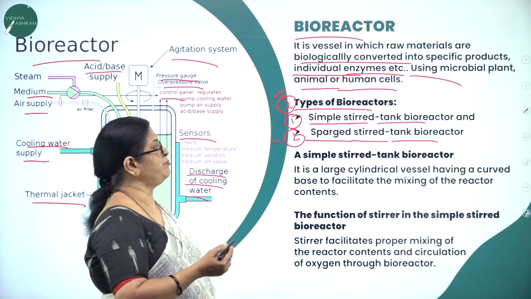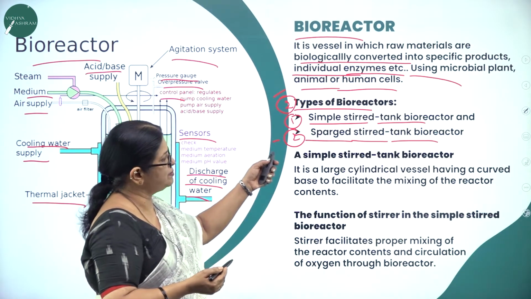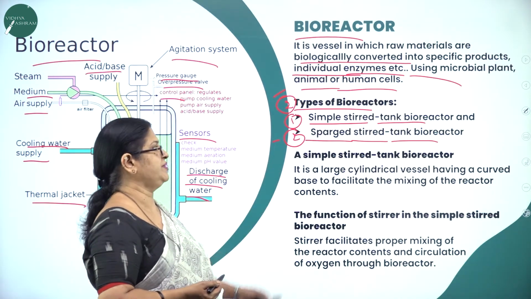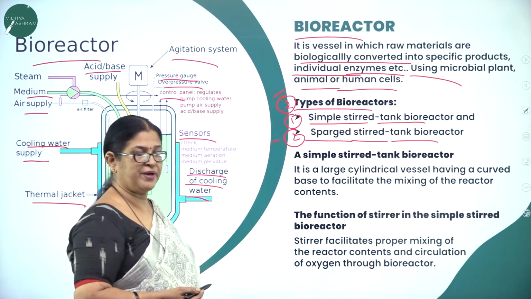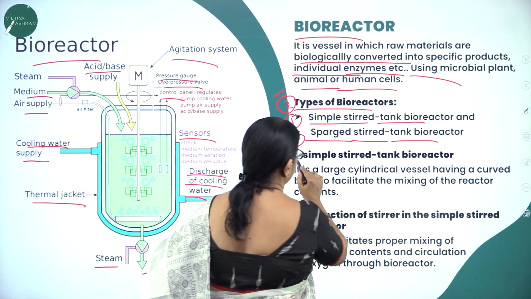So what are the two very important types of bioreactors? One is called simple stirred tank bioreactor. The other one is called sparged stirred tank bioreactor. So what is the difference between these two?